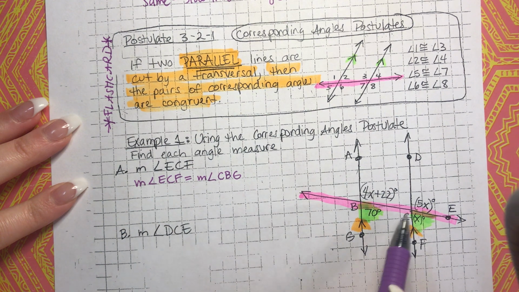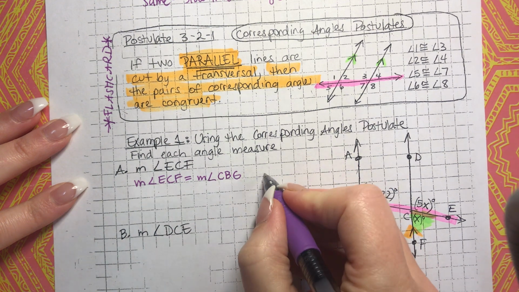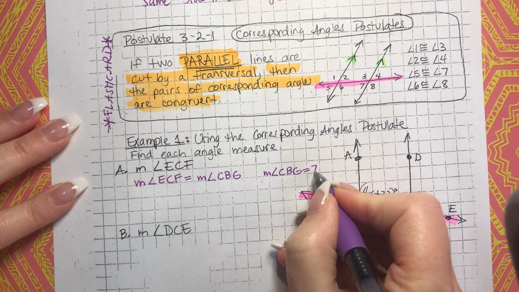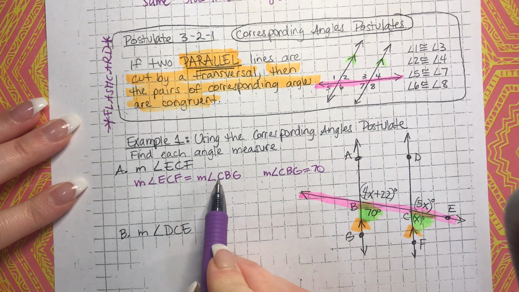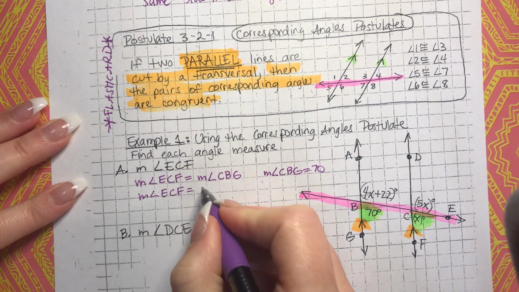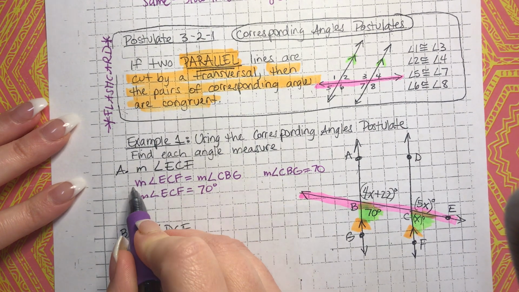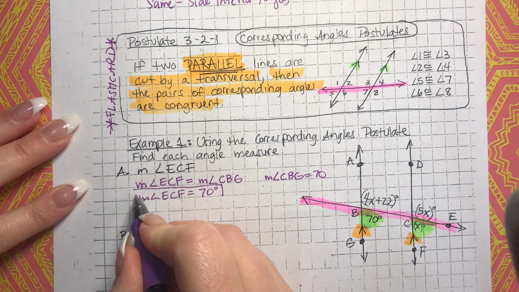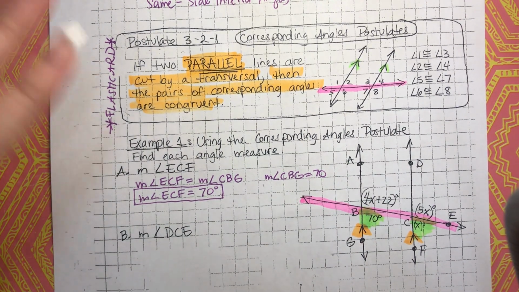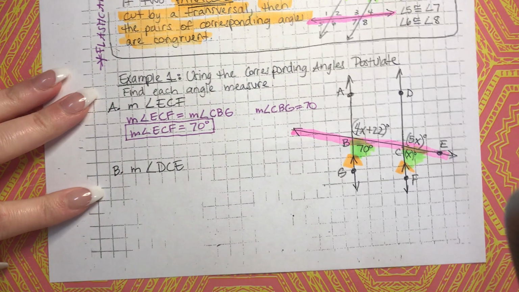And then what do we know about CBG? Well, we know that's equal to 70 degrees. So I'm going to say the measure of angle CBG is equal to 70 degrees. And then I'm just going to substitute that in right here. And boom, there we have it. The measure of angle ECF is equal to 70 degrees. All right, pretty cool. Let's go ahead and move on to the second one.